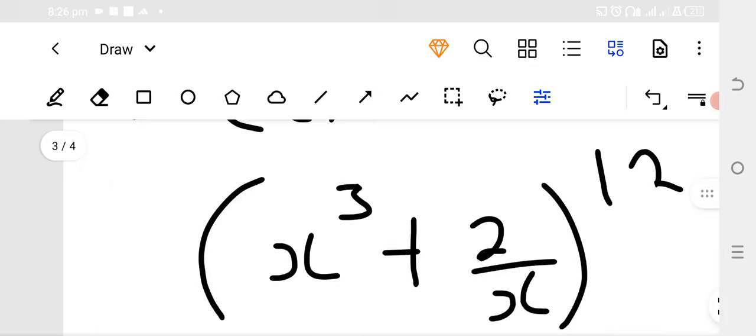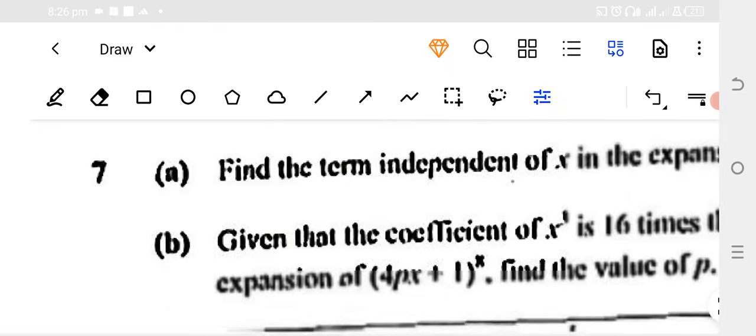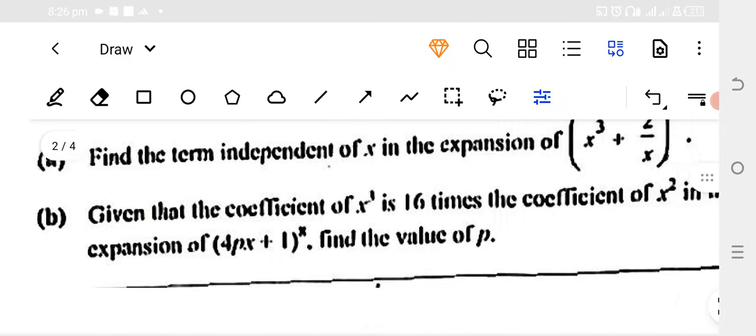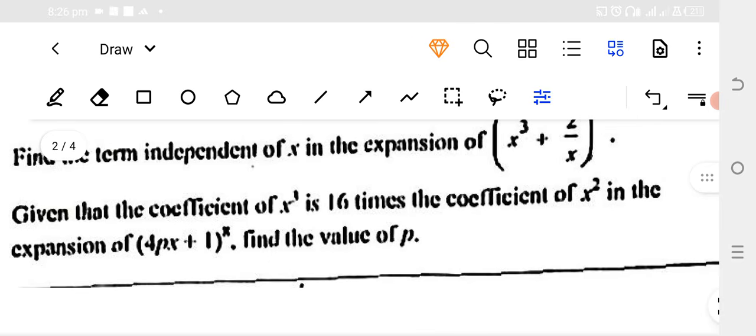And then we go back to the question. We have done the necessary working, but now it's just to find the value of p that is remaining. So they are saying that given that the coefficient, so as we have found the terms, the coefficient means forget about the x cubed and forget about the x squared. Just consider the p cubed and the p squared. Just consider the constants, the numbers themselves. The coefficient of x cubed is 16 times the coefficient of x squared.